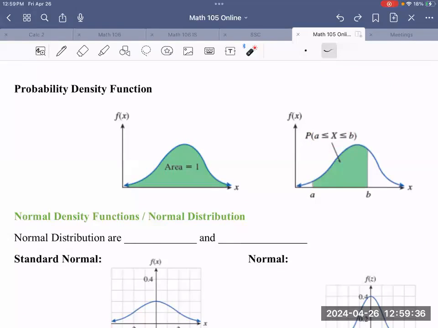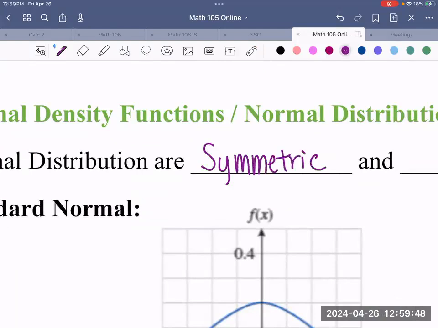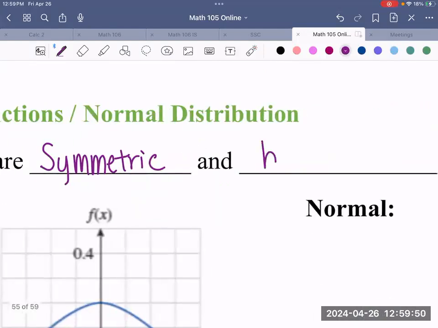Now, in order to be a normal density function, normal distributions are symmetric and bell-shaped. We did get exposure to that with the empirical rule back in chapter 8.4. So symmetric meaning they look the same on either side and you have that bell curve aspect to it.